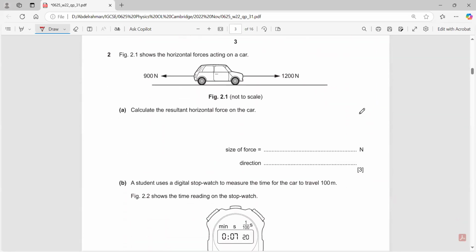We have a car. Calculate the resultant force and the direction of the force on the car. Can I find the resultant force and the direction? The resultant force would be subtracting. I can subtract 1200 minus 900, which would be 300. The direction would be forward, or to the right. Yes.